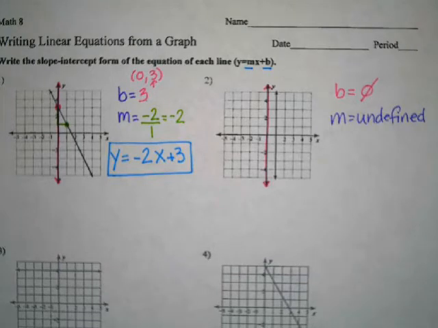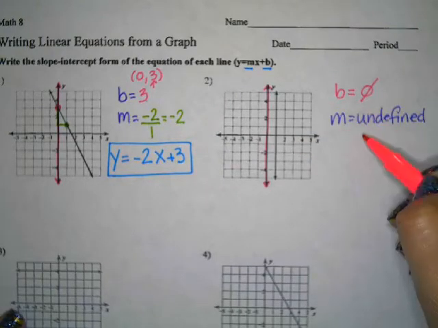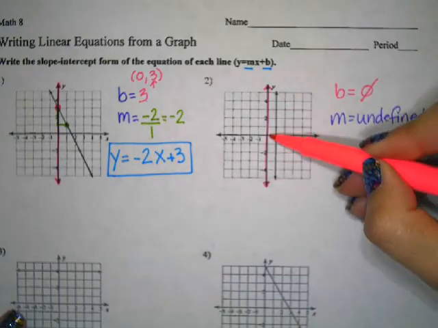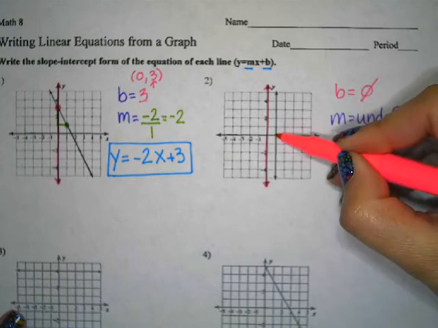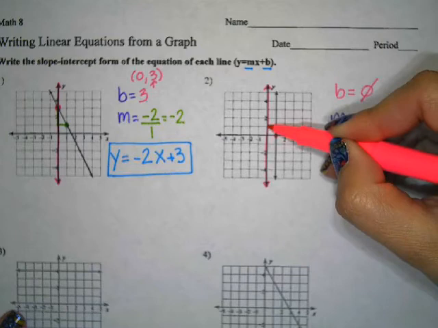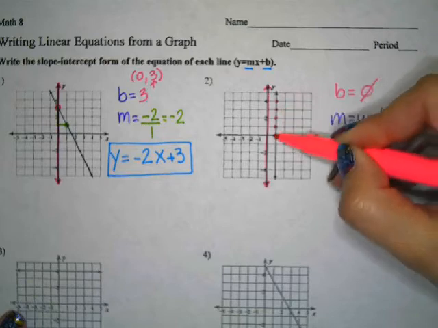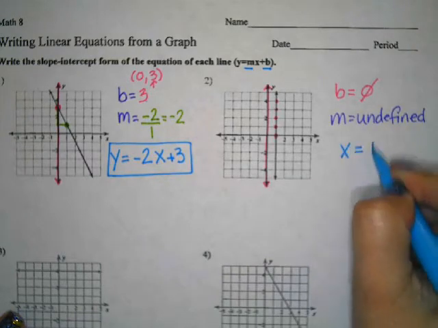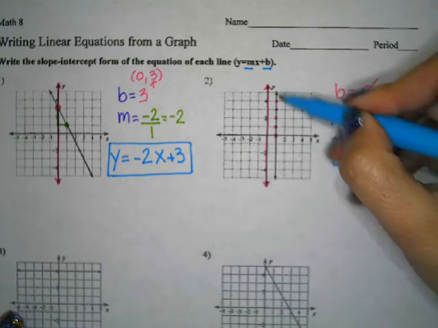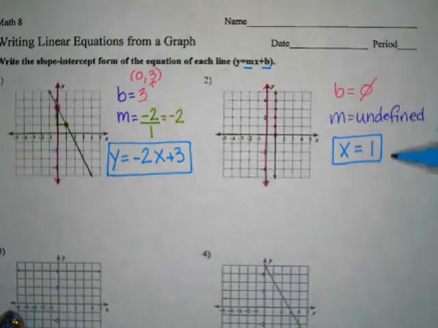So this one's a little bit trickier because we're not going to have a y value and we don't have a slope. But look at this line. At x equals 1, it crosses the x-axis. At x equals 1 here, it crosses the x-axis, and here, and here, and here. So in this equation, our final equation is just x is equal to 1, because the entire line, x is equal to 1. It never changes. So this is a special circumstance here for this graph.